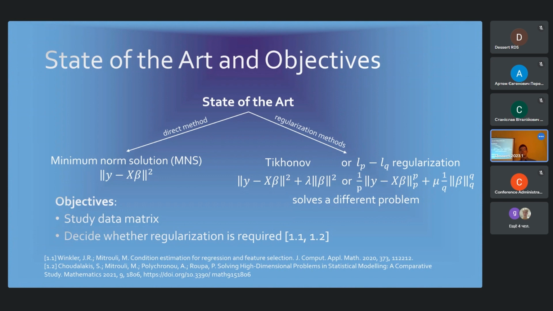There are many techniques to regularize datasets, and one of them is Tikhonov. The Tikhonov regularization uses the parameter lambda, and the LPLQ regularization uses many parameters. However, that means we solve a wholly different problem, and that complicates the situation. So our objective is to study the data matrix and all of its properties so that we can later decide whether regularization is required or not.